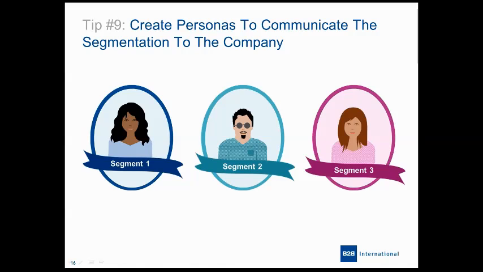So anything that you can do, whether it's through talking heads videos around the place, whether it's on the website, whether it's through, I know one company that has cardboard cutouts of them so that they can see them. They've got names, they're actual people. So give those segments a name, give those segments a persona, communicate them across the company so that people can understand them and use them.